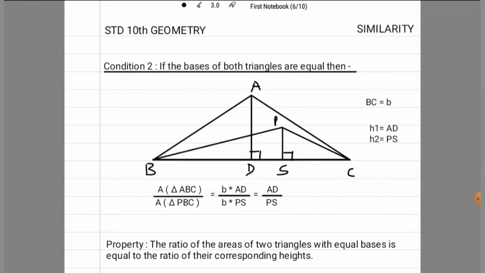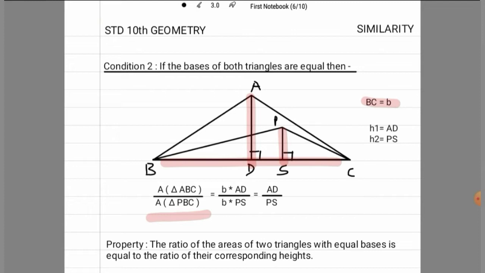Here we have two triangles with a common base, that is BC. Note that the heights of both the triangles are not equal, as I am highlighting here. Let's consider BC is equal to b. According to the general property, we have area of triangle ABC upon area of triangle PBC is equal to b into AD upon b into PS.